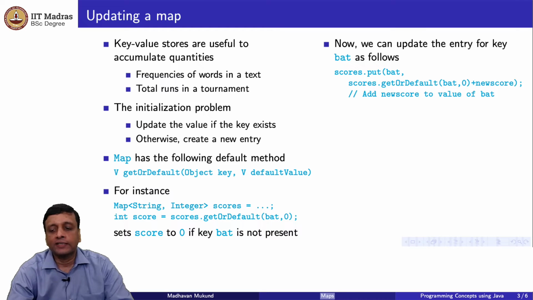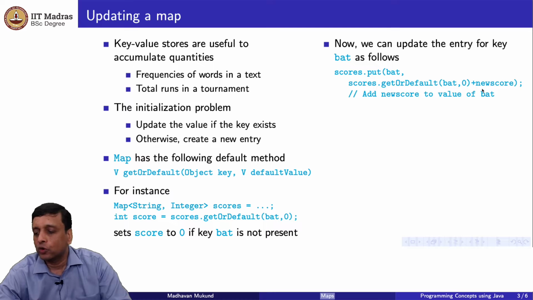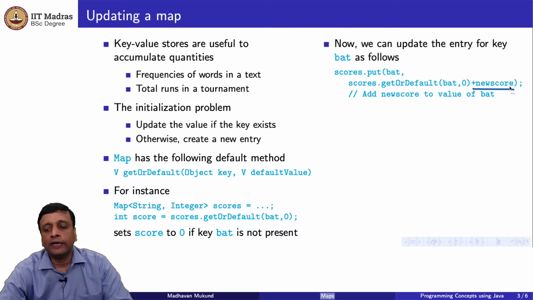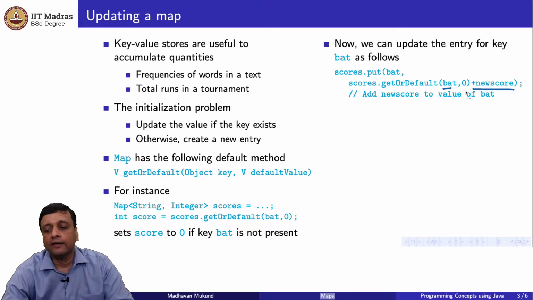So now what we can say is that if I want to update a value, so I get a new score, right? I want to take the existing score and add the new score and put it back for the batter. So there is a batter called bat. Against this batter's entry in the dictionary or in the key value store, there is already some total runs accumulated. I am adding one more score to that.